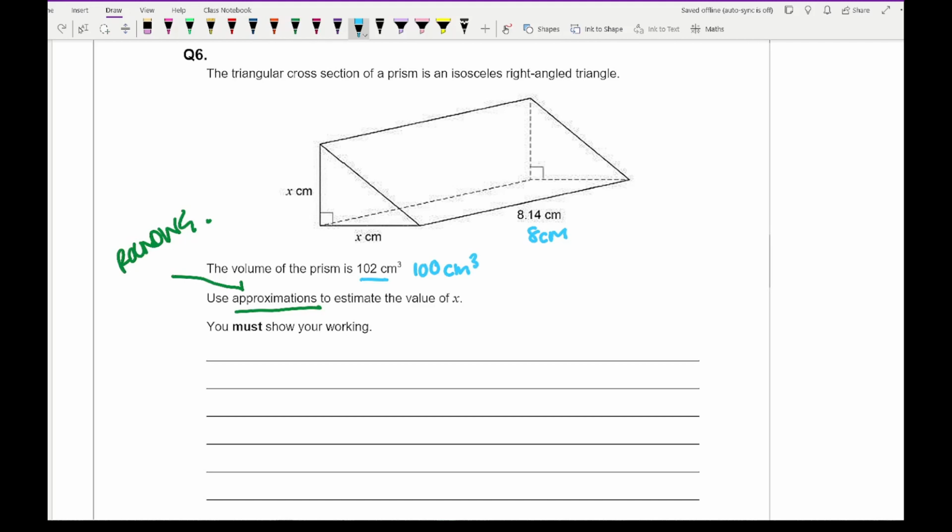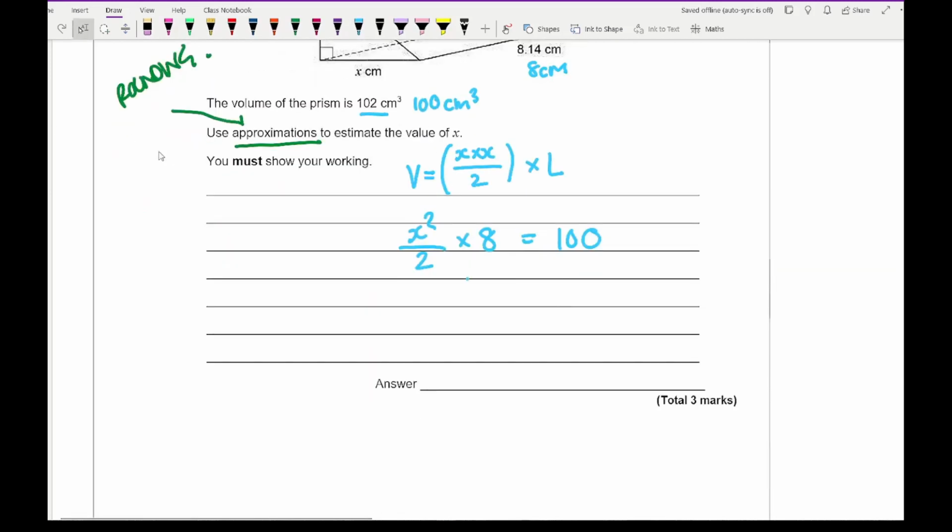So then from this, the volume equals, now if I want to work out the volume of this prism, it's going to be x times x divided by 2, and that's the cross section, which is a triangle, multiplied by the length. So substituting those numbers in, I have x squared over 2 times 8 equals 100. So from this, I've got 4x squared equals 100, and all I've done there is 8 divided by 2, which is 4. Then take the 4 over, which gives me 25. So x equals 5, and that's my final answer.